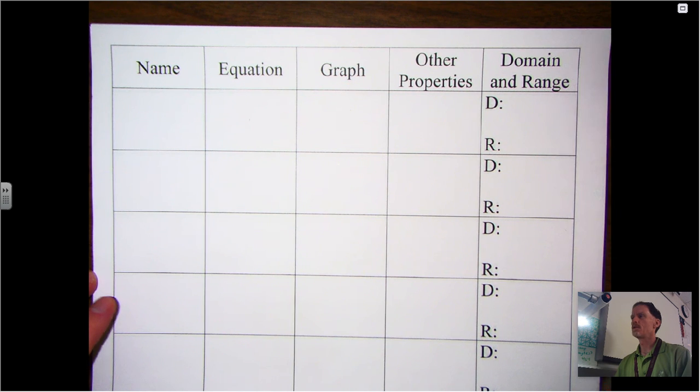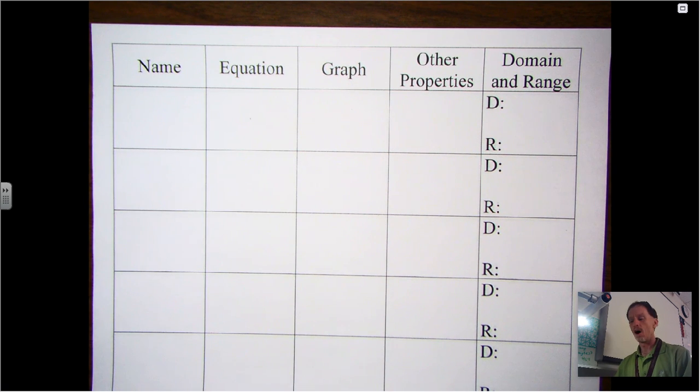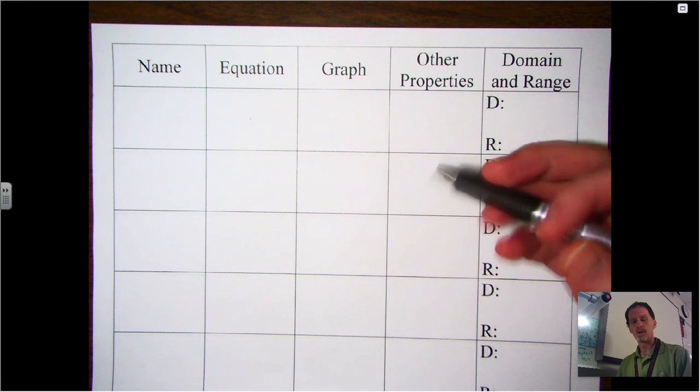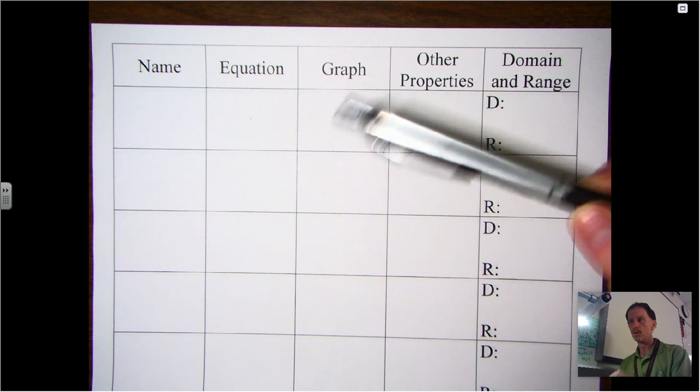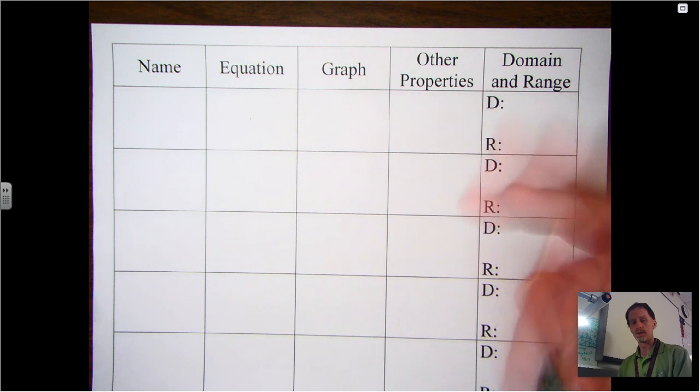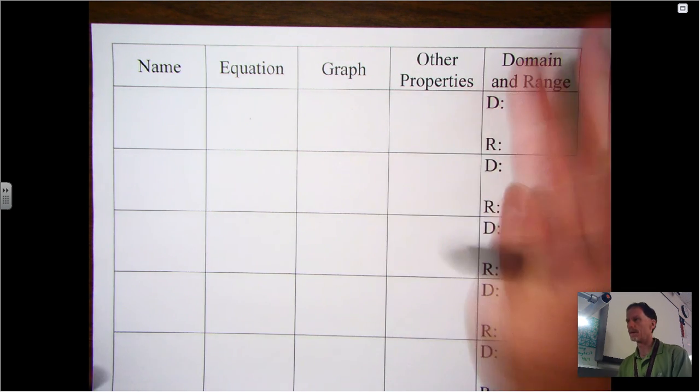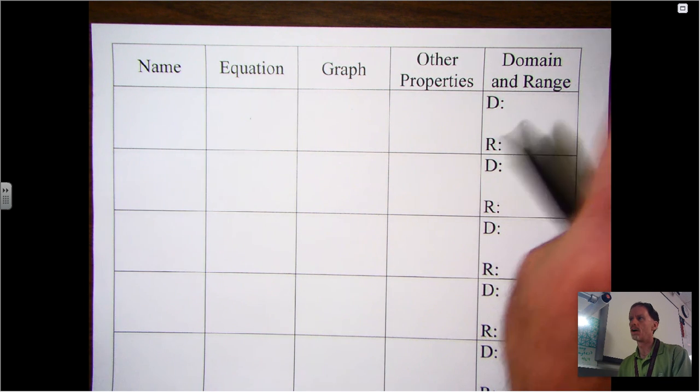So we're going to start a new unit today. We're going to be talking about all the different parent functions kind of in general. And then a lot of these functions we're going to talk about in more detail as we get through the year. So we'll spend different units on like quadratics and absolute value and stuff like that. But this is kind of an overview of what they all look like.